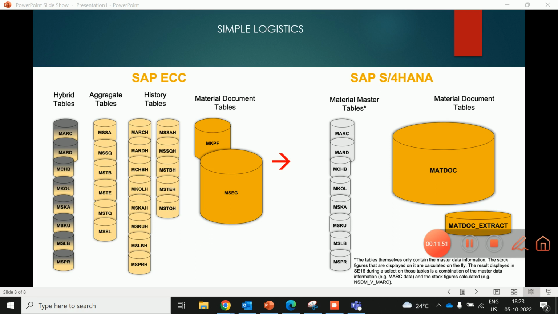In this slide, we are going to learn about the simple logistics module of S4HANA. Here on screen, you can see our traditional ERP ECC system. You can see there are multiple hybrid tables, aggregate tables, history tables. There are a total of 24 tables. Right now on S4HANA side, you cannot see those 24 tables. There is only one table, called the material document table.